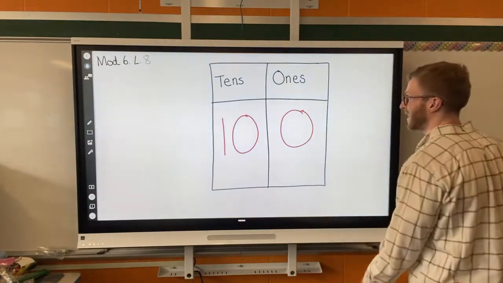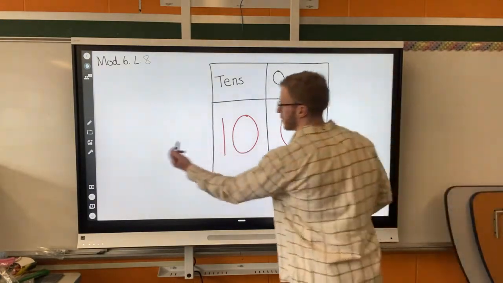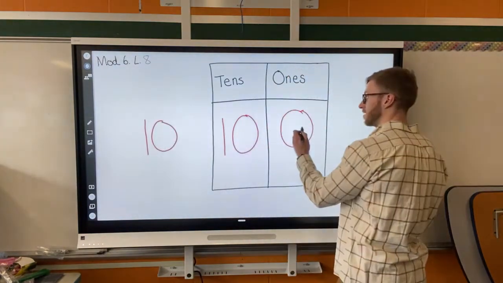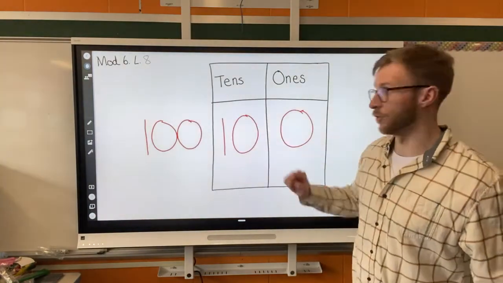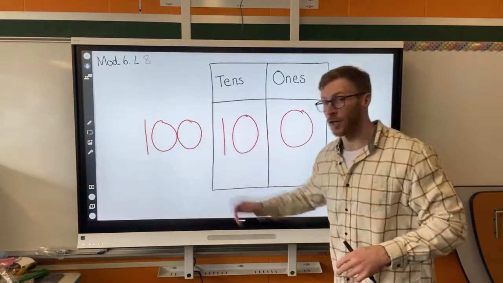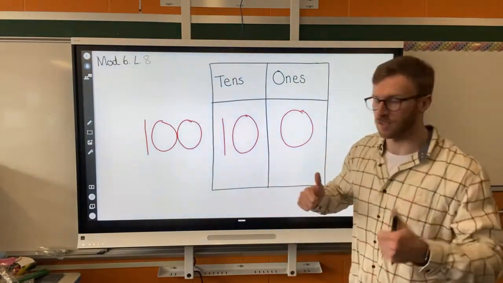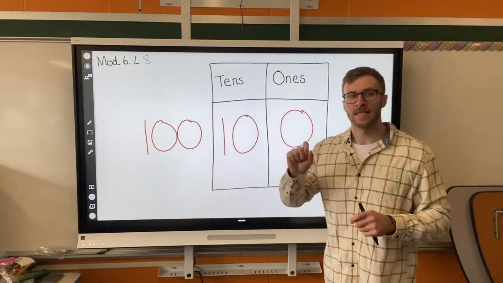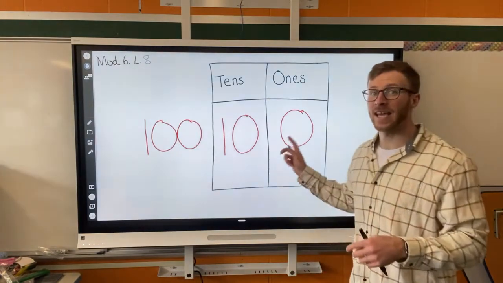So when we have 10 tens, I take this number and I write it out exactly how it is. So I see a 1, I see a 0, and I see a 0. And my number is 100. So 10 tens makes 100. If you have 10 groups of 10, we have 100. Awesome.